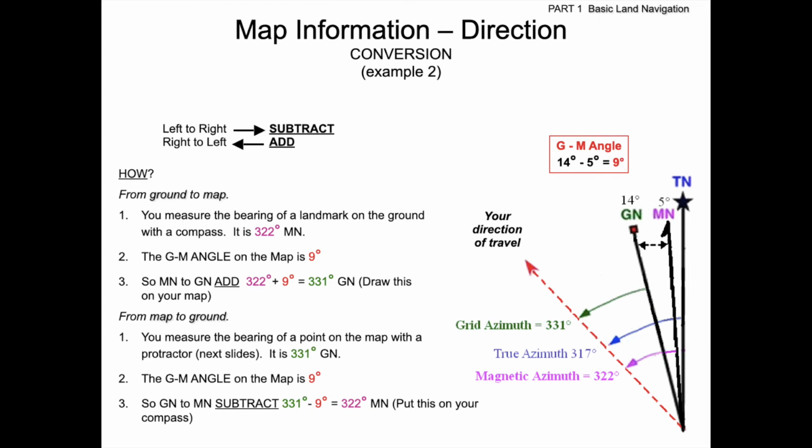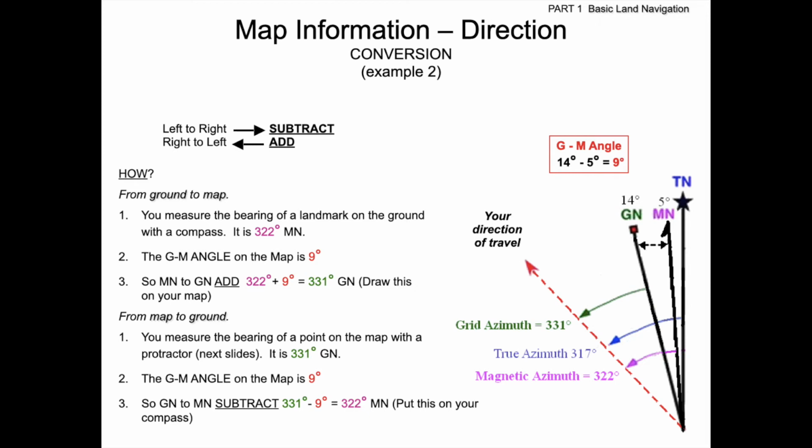Now we'll move on to map to ground, right? So we're going from grid on your map to magnetic on the ground. So number one, you measure the bearing of a point on the map with a protractor. That point happens to be 331, and that's 331 grid, because we're writing the G next to our numbers. Okay, number two, GM angle is still 9 degrees, hasn't changed on this map, right?